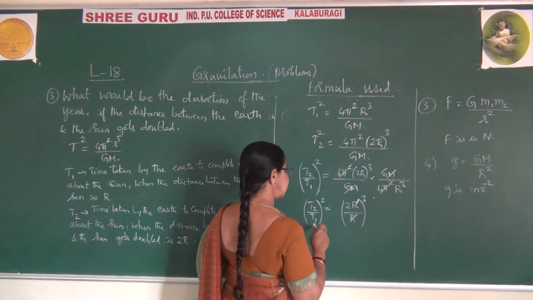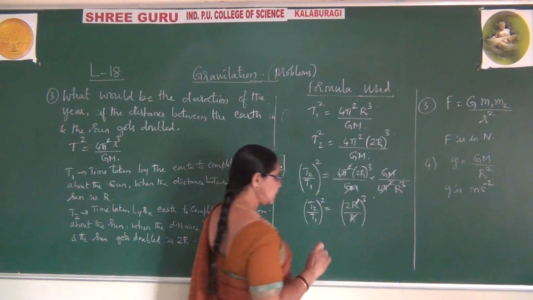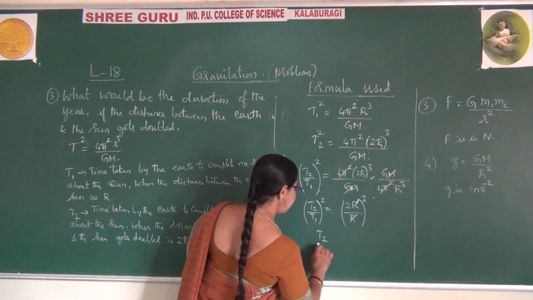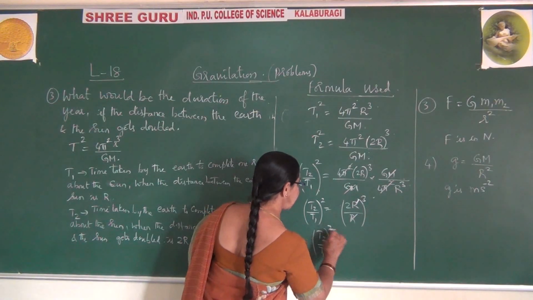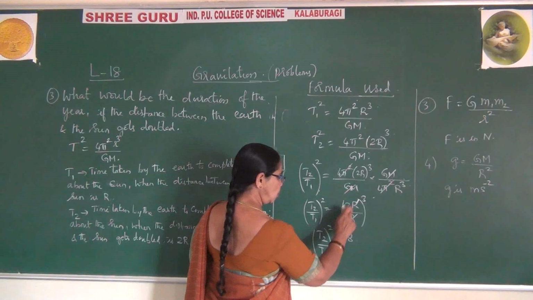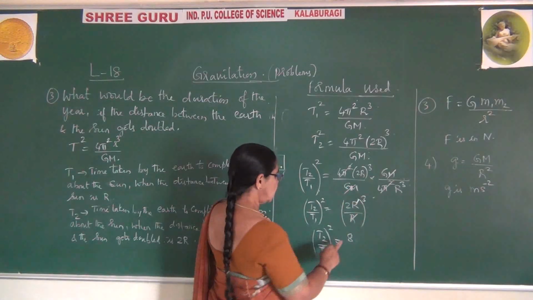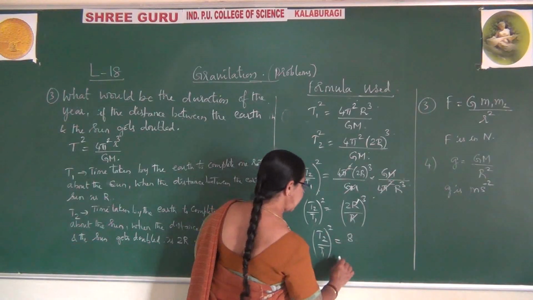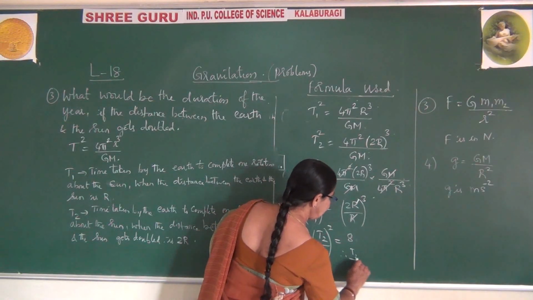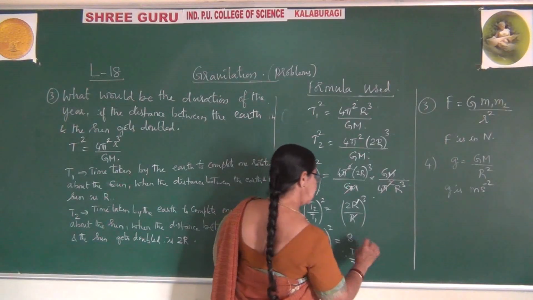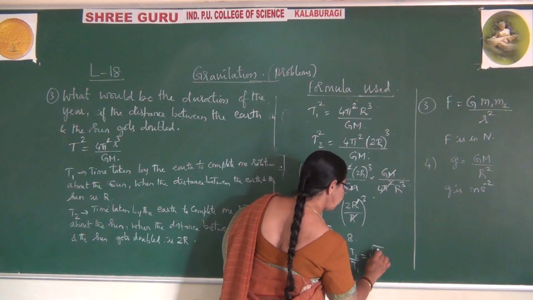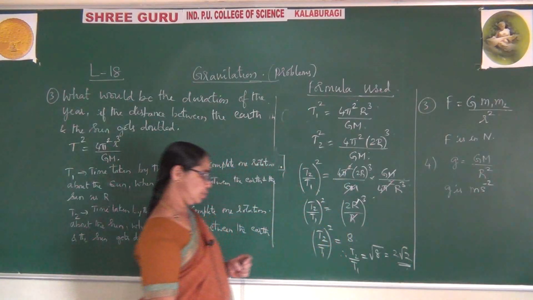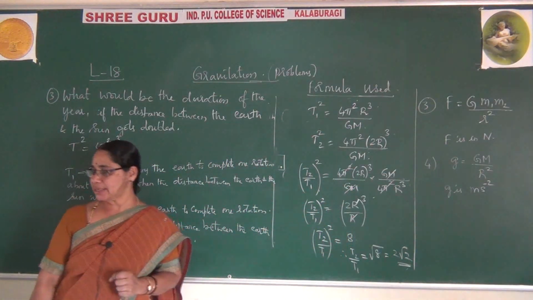R and R get cancelled. 2 to the power of 3 means it is 8. So T2 by T1 whole square is equal to 8. 2 cube means you will get 8. So now I have to take the square root for this. When I take the square root, I get, therefore, T2 by T1 is equal to square root of 8. 8 is nothing but 2 root 2. Right? T2 by T1 is 2 root 2.